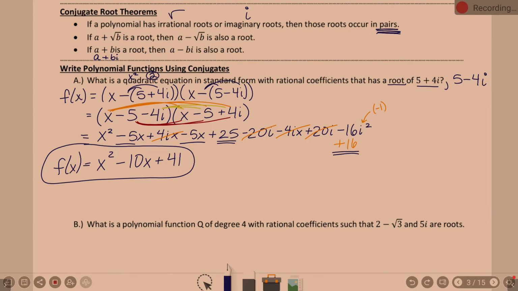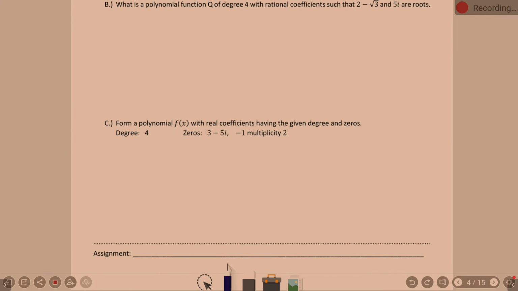Okay, well, information to point out. What's degree 4 mean? When I get done, my first term is going to be x to the 4th, right? So this means there's going to be an x to the 4th here. And how many roots do I have to get started with? I'm supposed to have 4, right? How many did they give me? 2. That's a problem, isn't it?